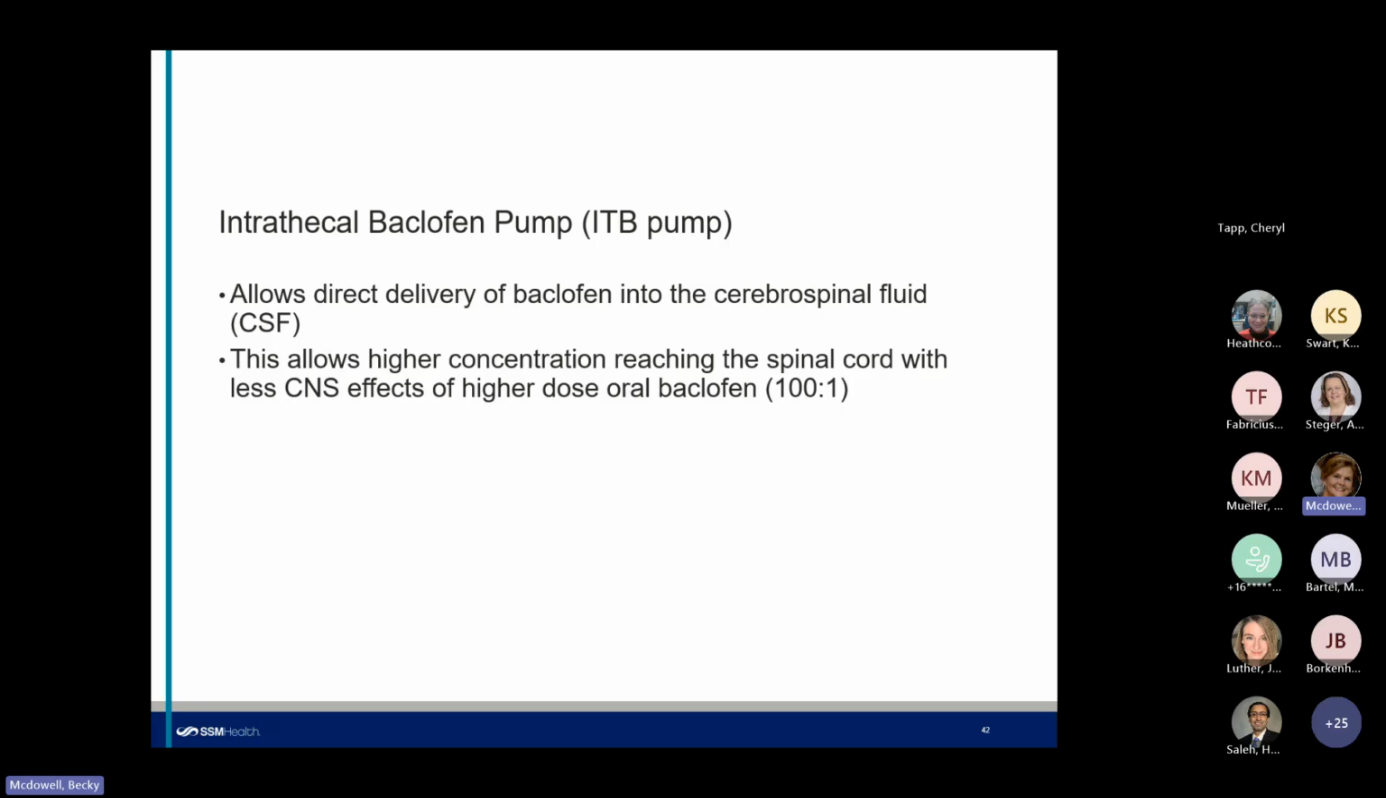And essentially, it's 100 times stronger if you go directly into the spinal cord versus taking oral baclofen, where it has to cross the blood-brain barrier and so on.